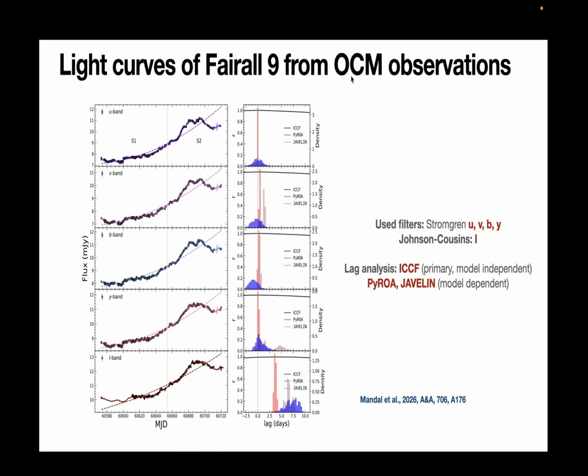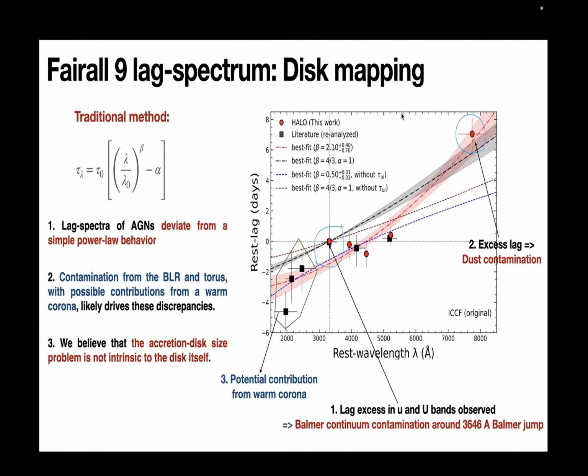And you can see that they are showing correlated flux variations. So we used the interpolated cross correlation function as well as PyROA and JAVELIN to find the inter-band delays. After getting the inter-band delays, we constructed the lag spectrum of Hercules line, which is shown in this figure. And we also integrated measurements from the Swift observations, which are shown by the black points.